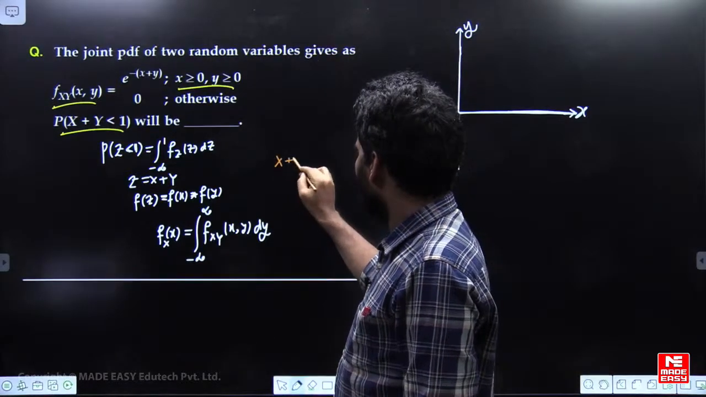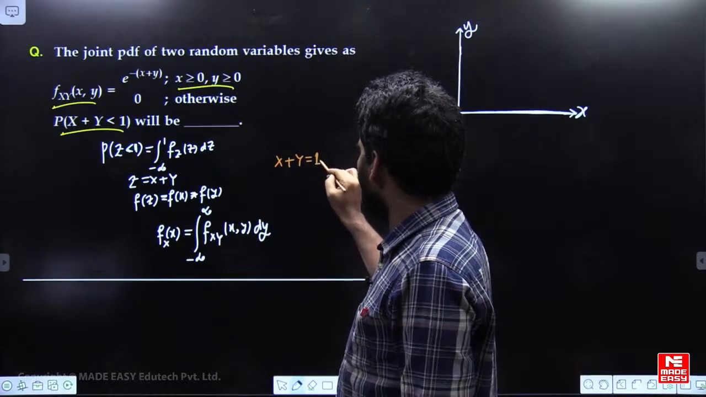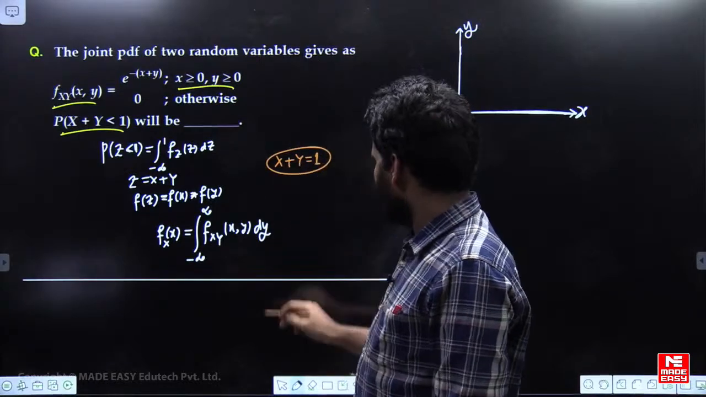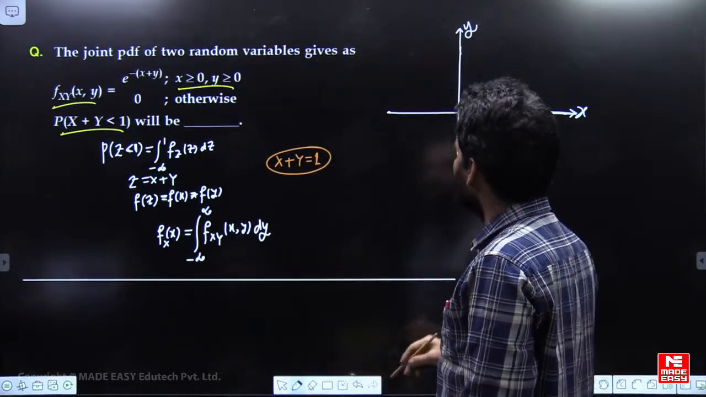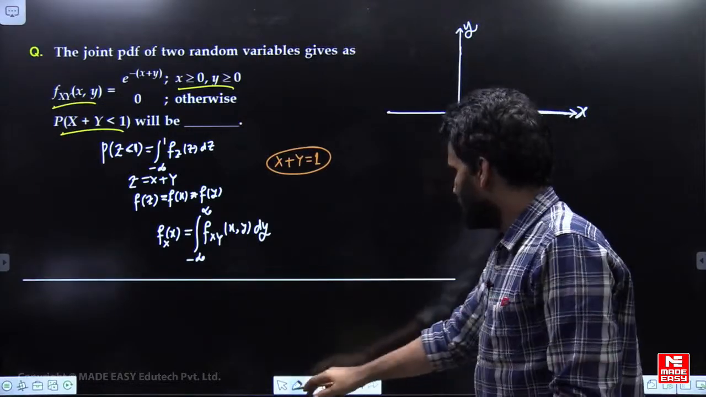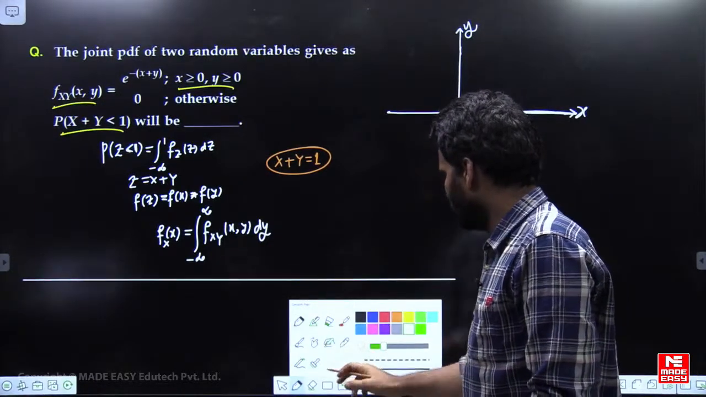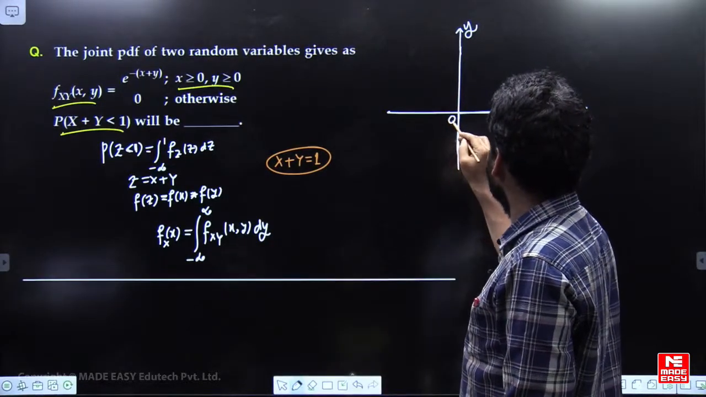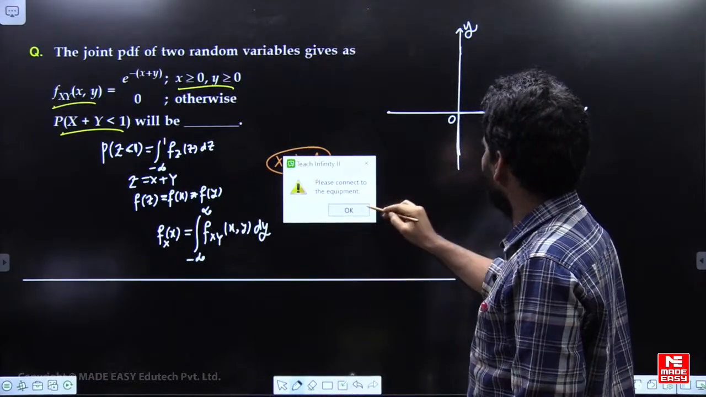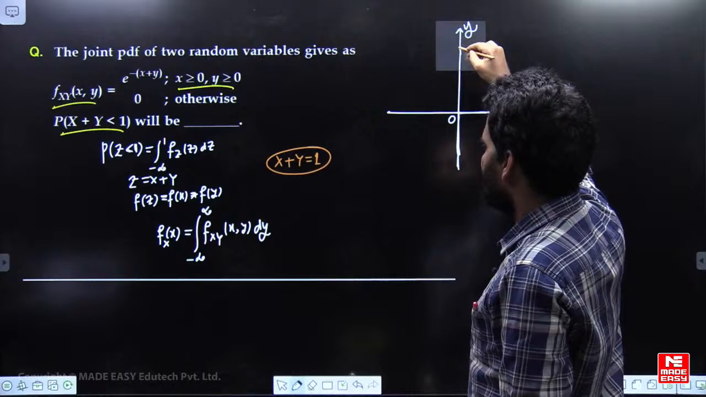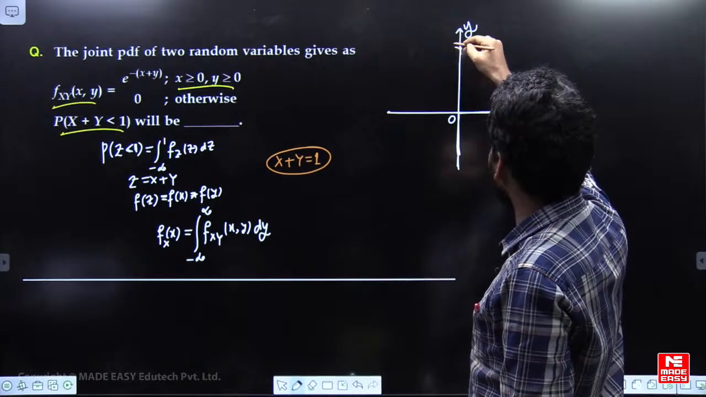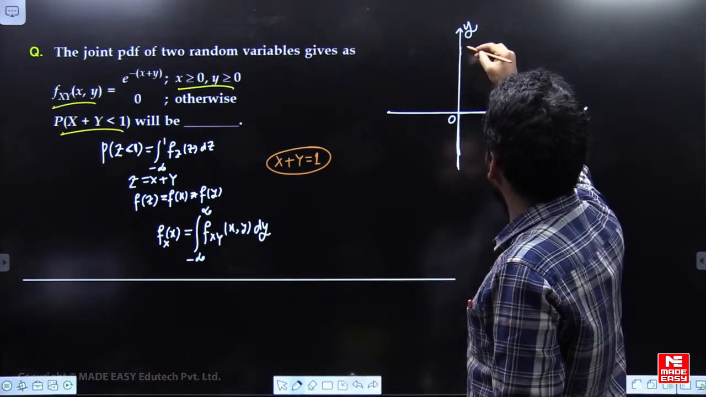What is this line equation? This is a line equation only. What is that line? It will be x plus y equals 1. If you take the origin, what is that line equation? x plus y equals 1. The line equation is this now.